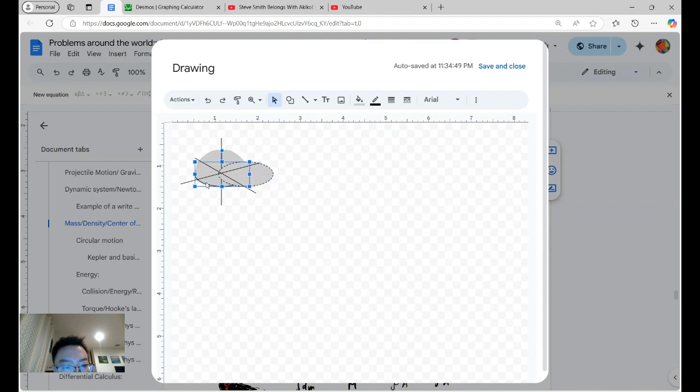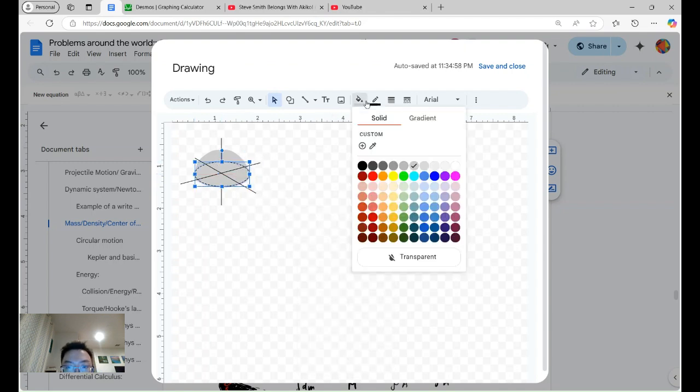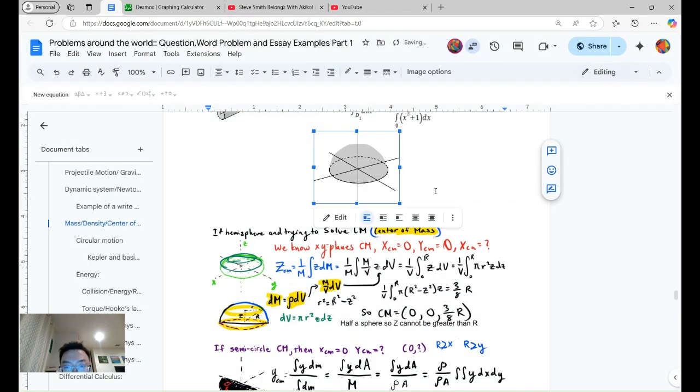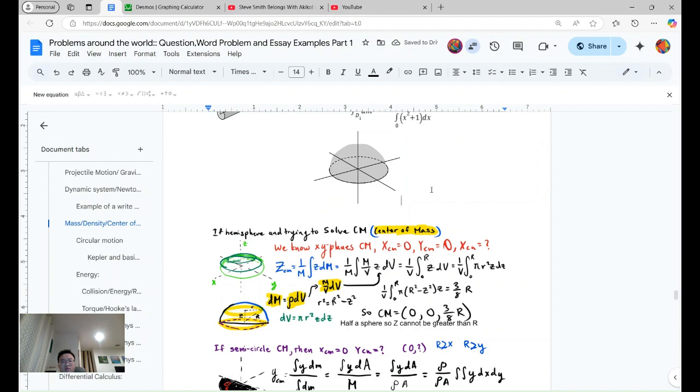Okay, why is this not perfectly aligned? Anyway, I will probably not be focusing on this for a long time. Oh, I know why. Let me just make that transparent, and then we should be good. And then that looks like a hemisphere now.